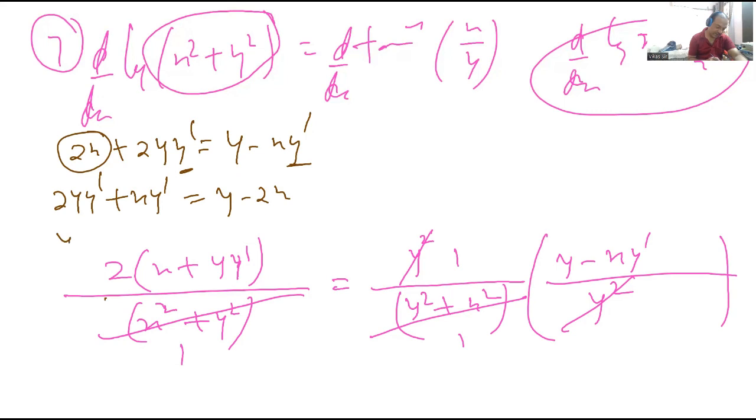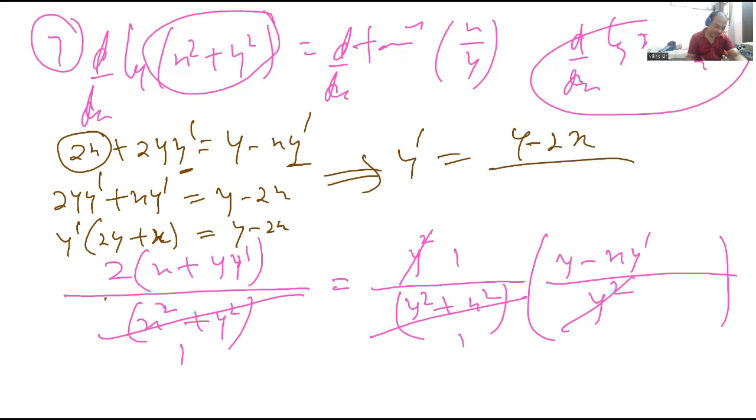Now I will take y' common. You will be having (2y plus x) in the bracket, and here y minus 2x. Therefore, the required answer for y' is equal to y minus 2x, and in the denominator this is 2y plus x. Okay, this is the required differentiation of the given question number 7, which is log of square root of x squared plus y squared is equal to tan inverse x over y.